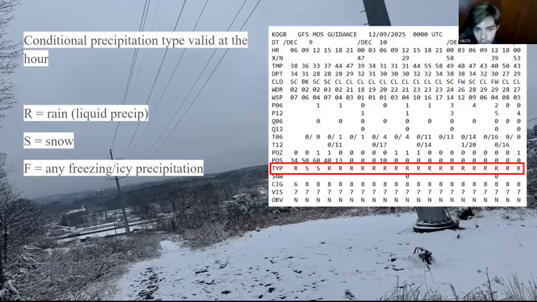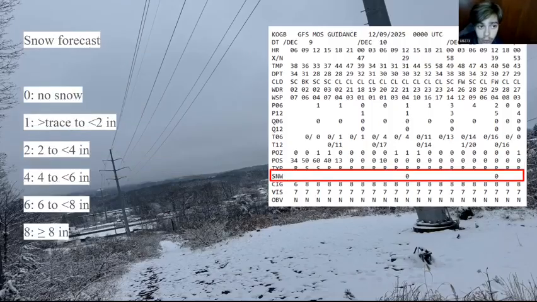S is snow. So you can see that there would be snow if there was precipitation at that time. F, freezing, any kind of freezing, icy type of precipitation.